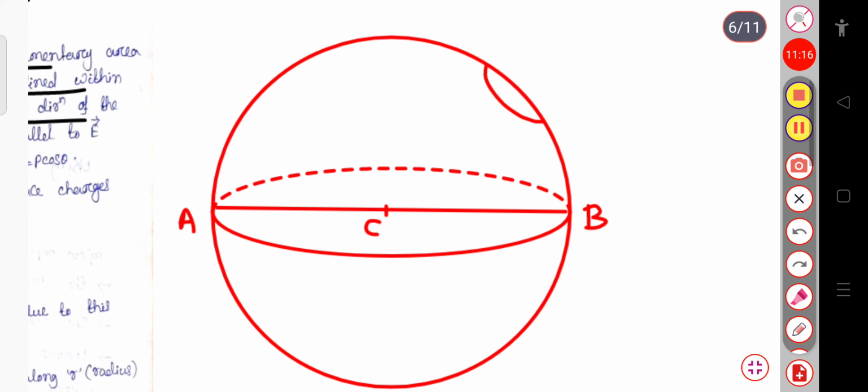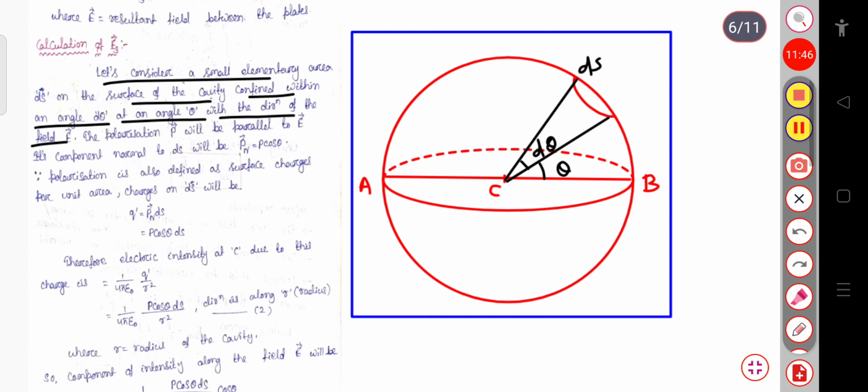Now if I consider this small area, that is the ds, and let me join this center to this point, it makes an angle d theta. So this angle is your d theta, and this surface area ds makes an angle theta with the diameter, suppose this AB.